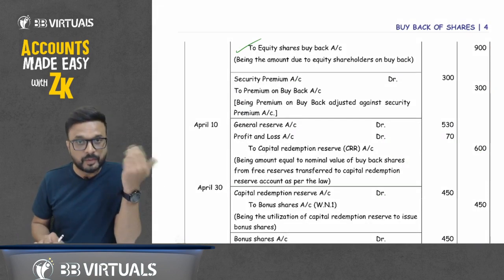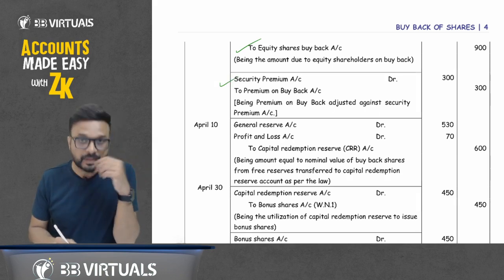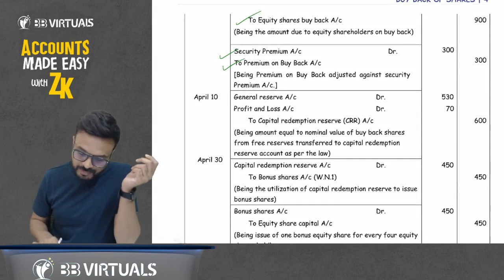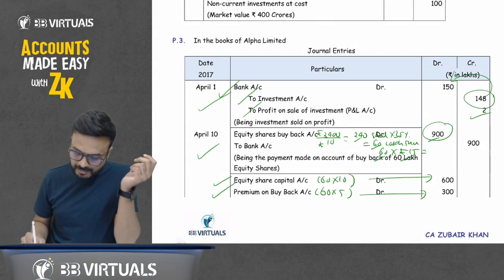Now this premium on buyback we will write off against securities premium. Securities premium account debit to premium on buyback. Now we have to transfer to CRR. The face value of the shares we are doing buyback is 600.